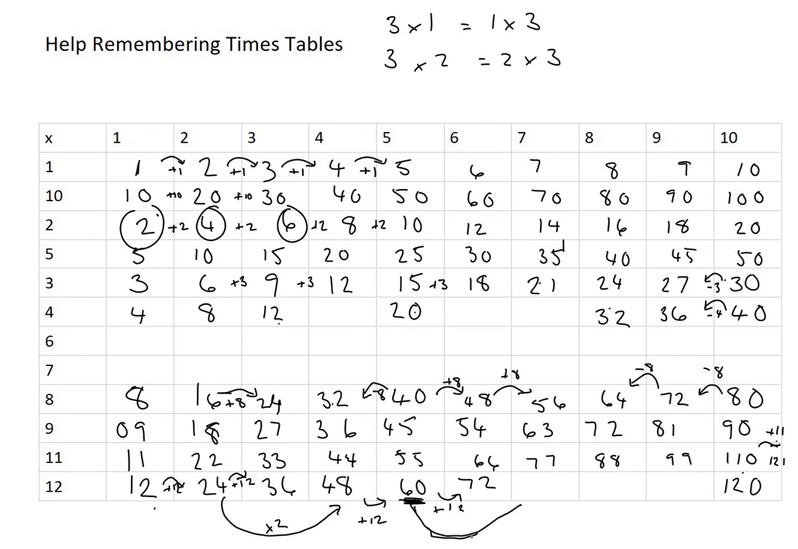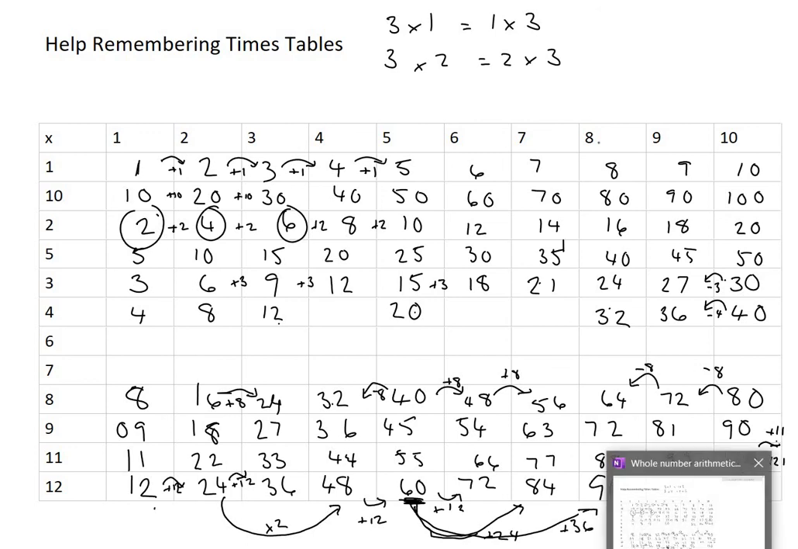That's 5 lots, and 2 lots of 12, that's 24. That's going to give me 7 lots of 12. That's 84. 5 lots of 12, add 3 lots of 12, that's 36, I've already worked it out. It's going to give me 8 lots. So 60, that's going to give me 96 in there.